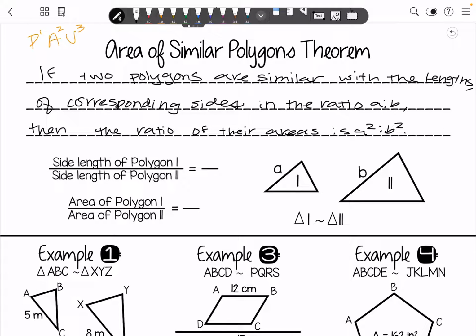PAV 1, 2, 3. So you want to see this. That 2 is what's coming into play here. So first you've got A to B. So say you've got the side length of polygon A, polygon 1 to polygon 2 in this picture. Your ratio is going to be A to B. Now, the area ratio is just going to be that same thing, but it's going to be A squared to B squared.